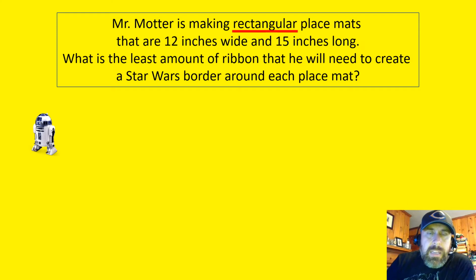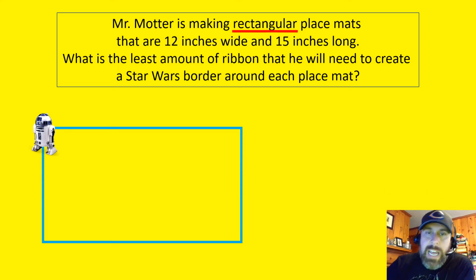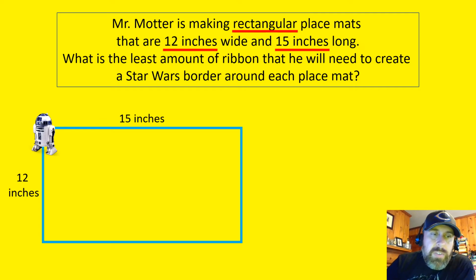So let's see what we have here. First of all, it says he's making a rectangular placemat. So the best thing to do would be to draw our picture. So here we have our rectangular figure. What else does it say? It says it's 12 inches wide and 15 inches long. So let's go ahead and put those numbers in place. There we go. 15 inches, that's the long side. 12 inches is the wide side. What else do we see? The least amount of ribbon to create a Star Wars border around each placemat.